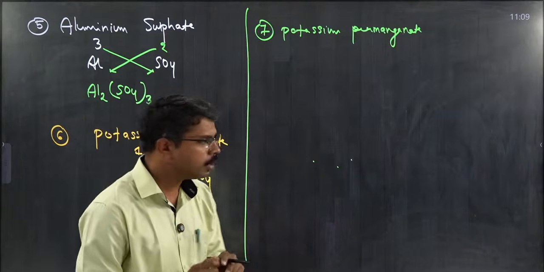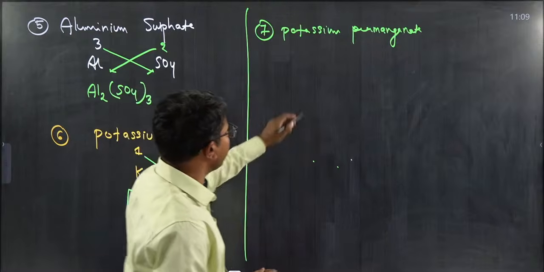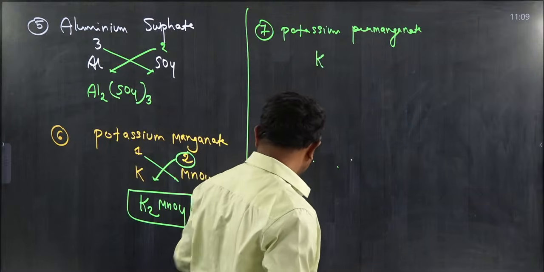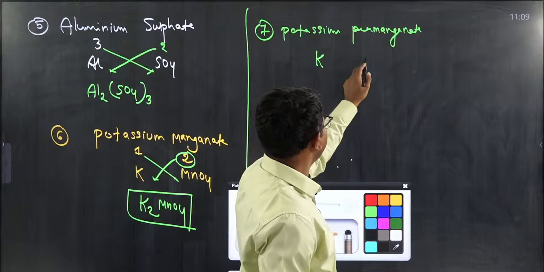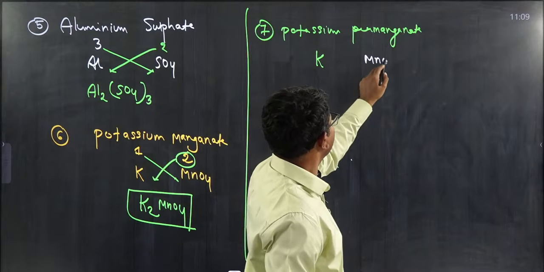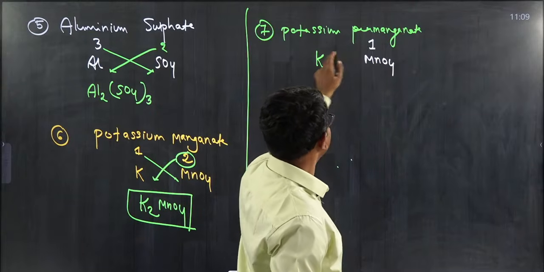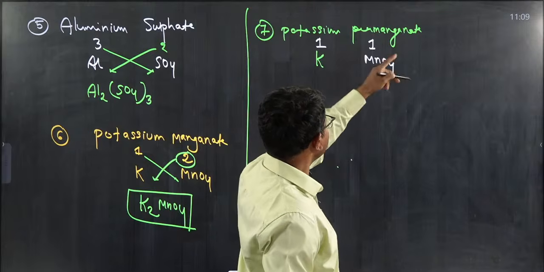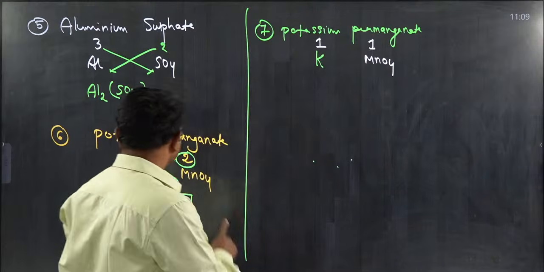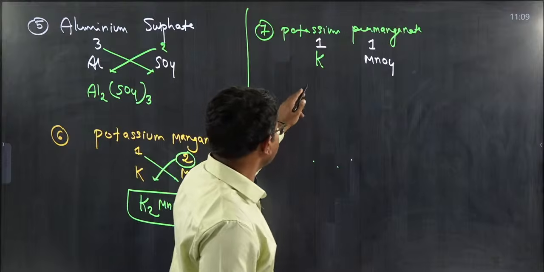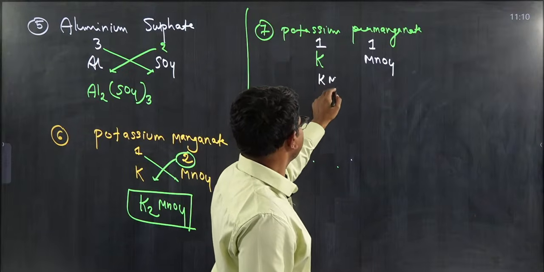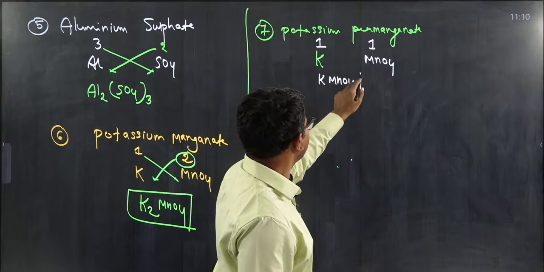Okay, we need to know the formula of potassium permanganate. Potassium symbol is K and the permanganate symbol is MnO4, but valency of permanganate is 1 and valency of manganate is 2 here. And what is the formula of potassium permanganate? KMnO4.